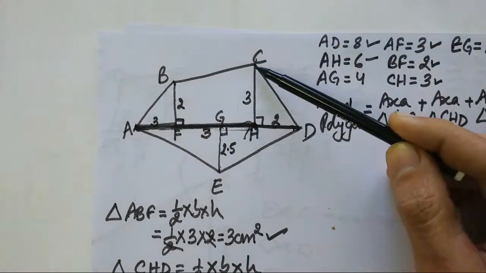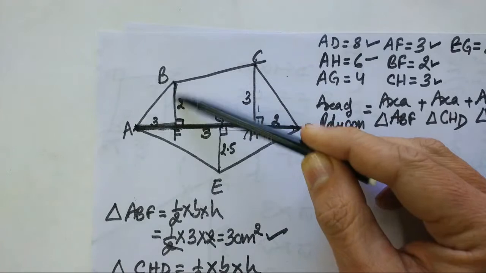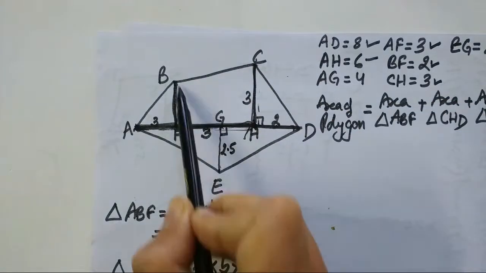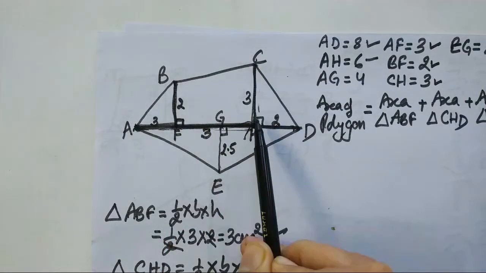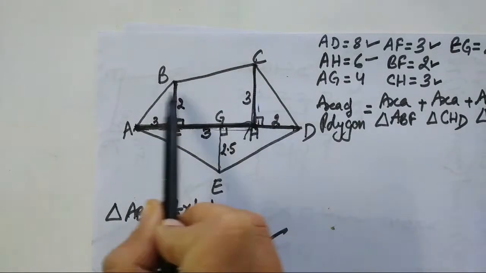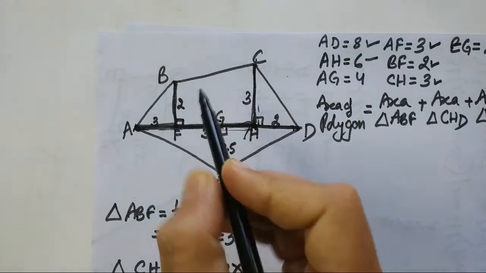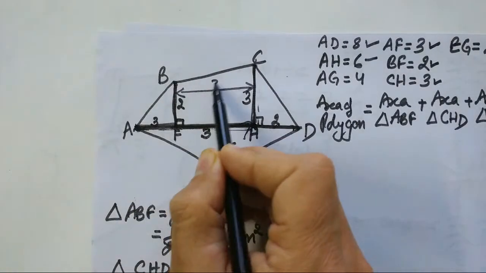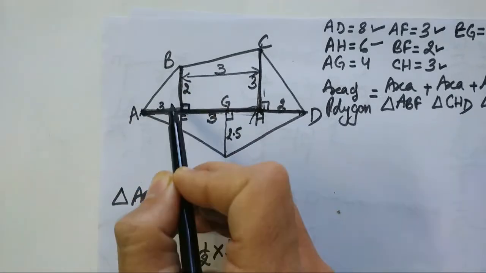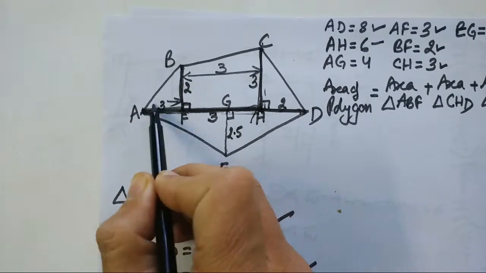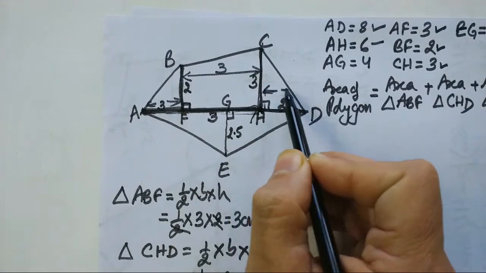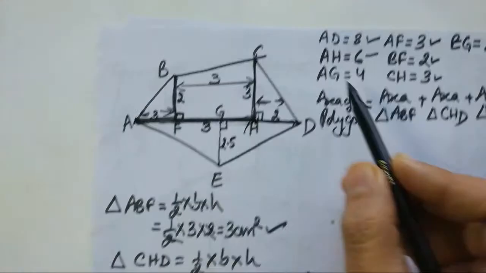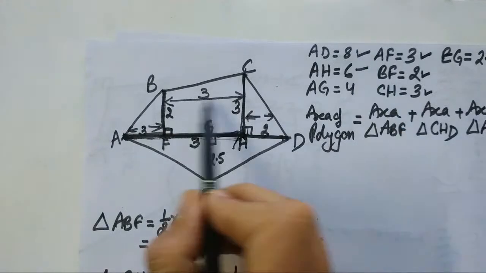In this trapezium, these are the two sides which are parallel. Because they are perpendicular, they are parallel, and the gap between these two is 3. This gap is 3. Because we have just now found that this gap is 3, this gap is 2. So 3 plus 3 plus 2 was 8. So this is the height.